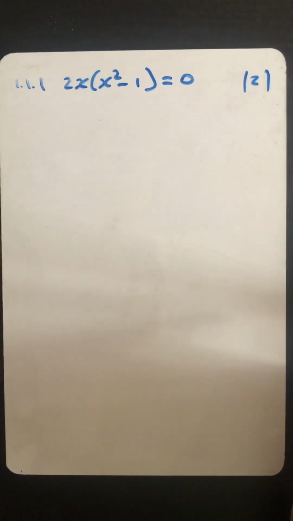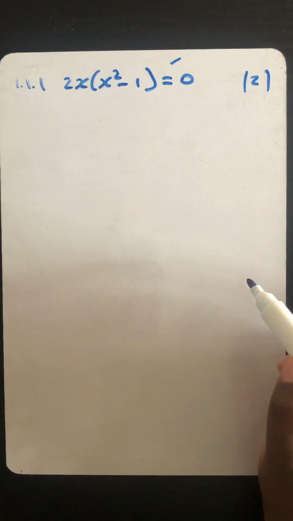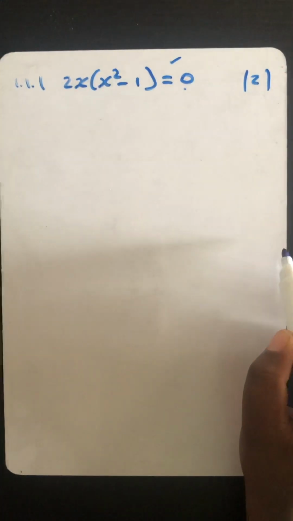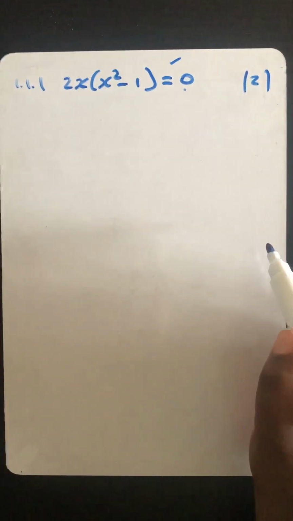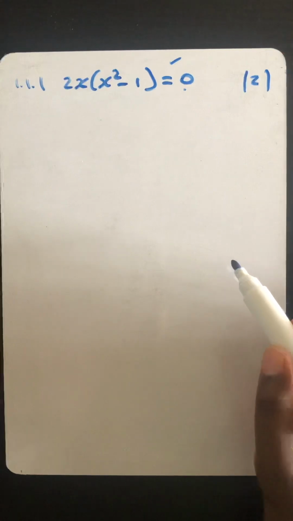This is an equation. Why am I saying it's an equation? It's because there is an equal sign over there, and everything is already equated to 0. So in most cases, in your Mathematics Paper 1 question paper, on your 1.1.1 you are most likely to be given this type of question.